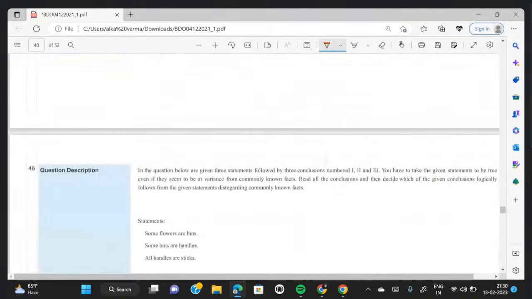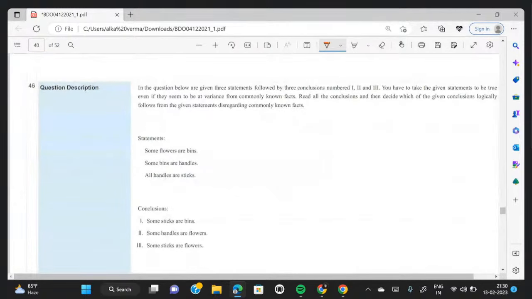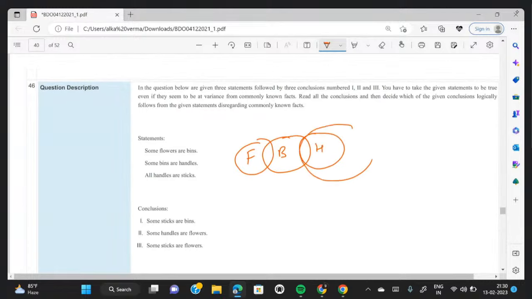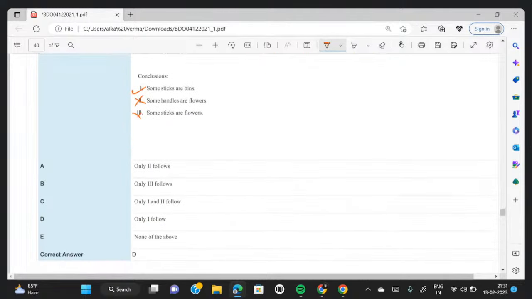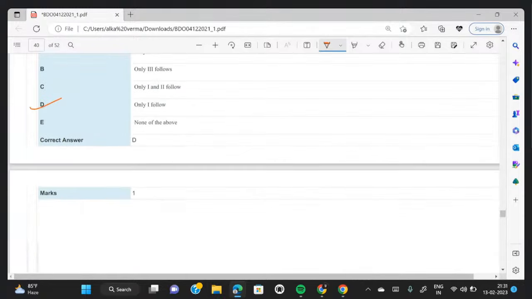Next question. Again, some flowers are bins. Some bins are handles, and all handles are sticks. Some sticks are bins. Yes, this portion of sticks is a part of bins. Some handles are flowers. There is no relation. Wrong. Some sticks are flowers. There is no relation. Wrong. So only one follows. In the exam, let's look for the options. If only one follows, it should not mean that only A is right.